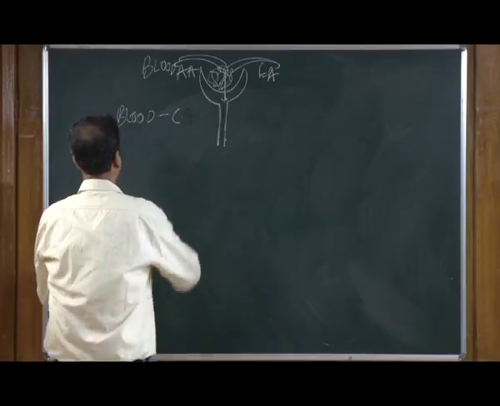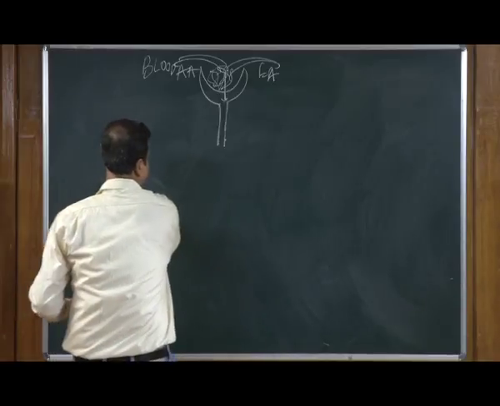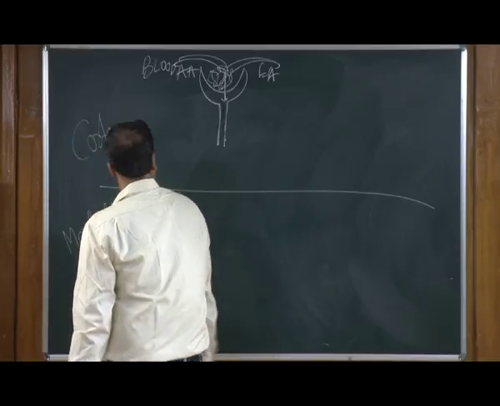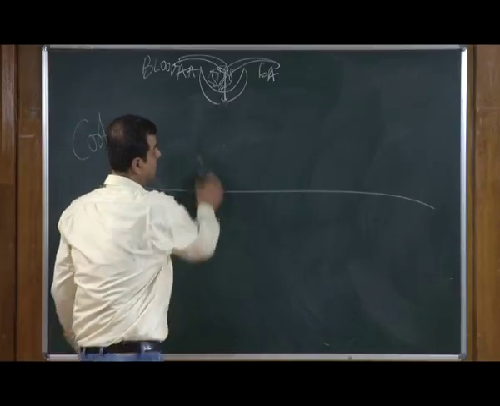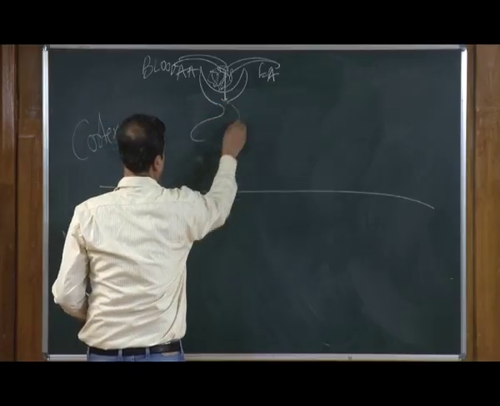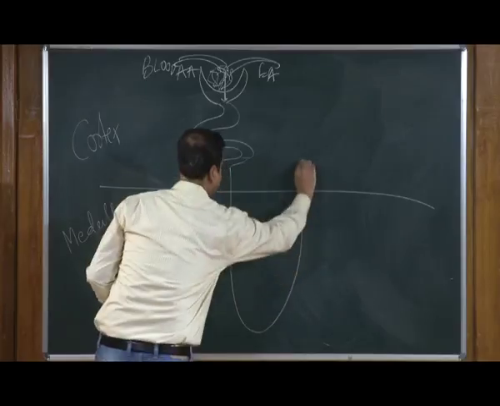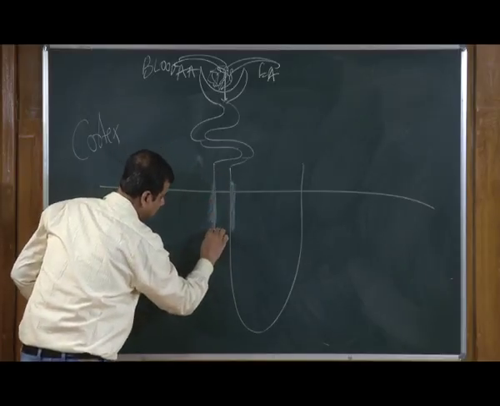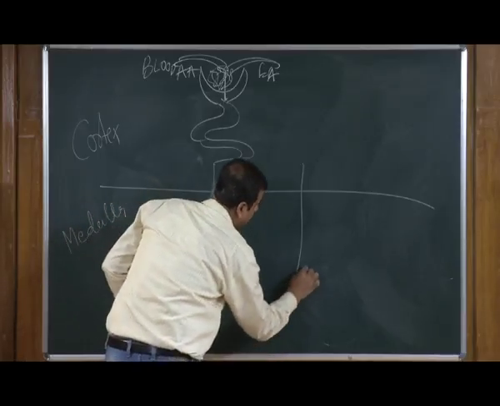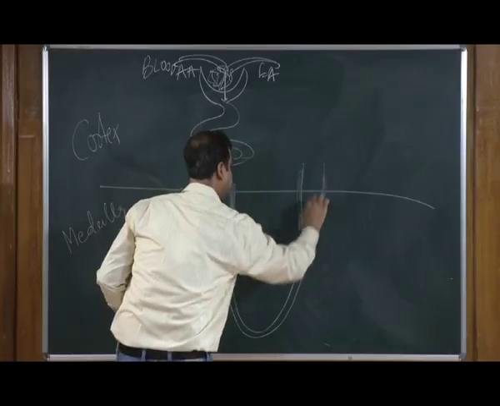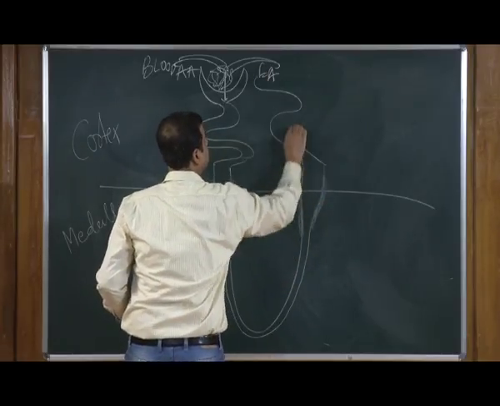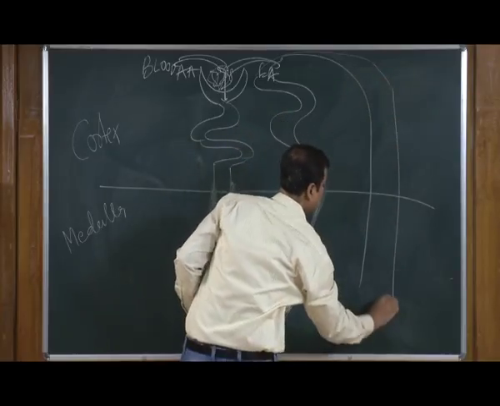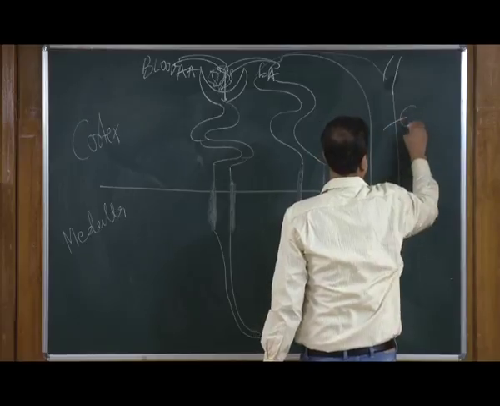So let's draw a clear diagrammatic representation. Again we will draw here. We have the cortex and then we have the medulla. What is happening here is that this proximal convoluted tubule is continuing into Henle's loop. This loop is a little bit thicker in the upper area in the beginning, and then it gets tapered, and in the upper part it again gets a little thicker, and then it continues into the distal convoluted tubule, and finally we have the collecting duct.